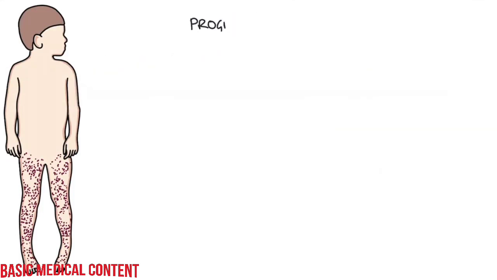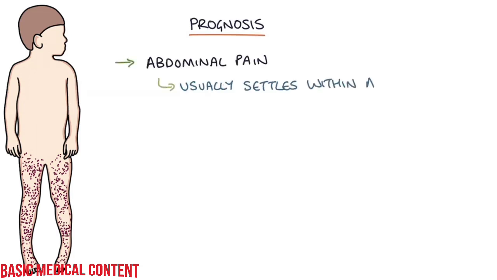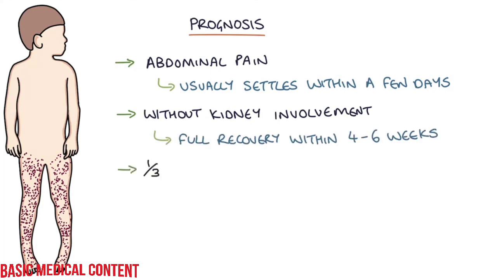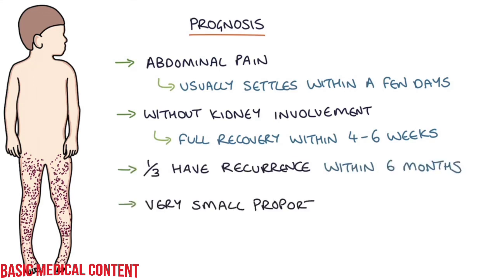Finally, let's talk about the prognosis. Abdominal pain usually settles within a few days. Patients without kidney involvement can expect a full recovery within 4 to 6 weeks. A third of patients will have a recurrence of the disease within 6 months, and a very small proportion of patients will develop end-stage renal failure.